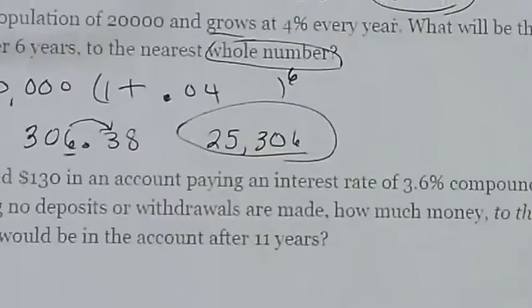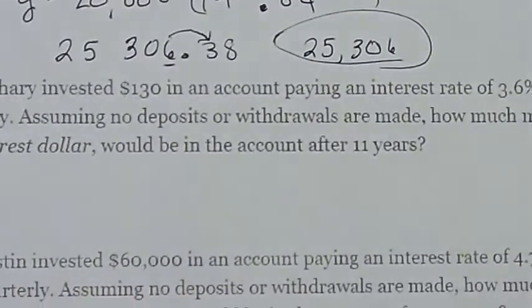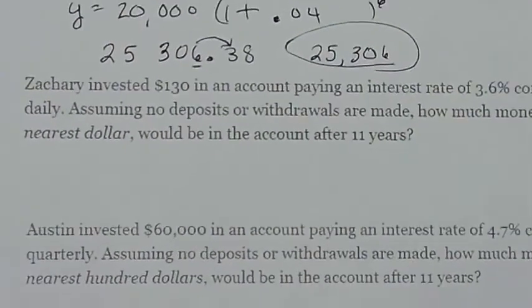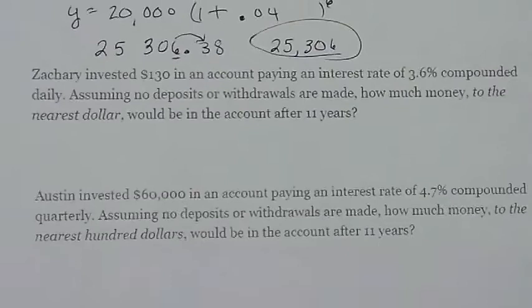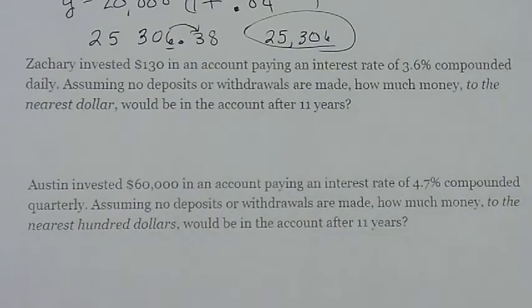So let's go to the back of the worksheet then, and let's kind of finish where we left off on a few of these word problems. So I believe we left off with this one. Zachary invested $130 in an account, paying an interest of 3.6%, compounded daily with no deposits or withdrawals made. How much money to the nearest dollar would he have in the account after 11 years?